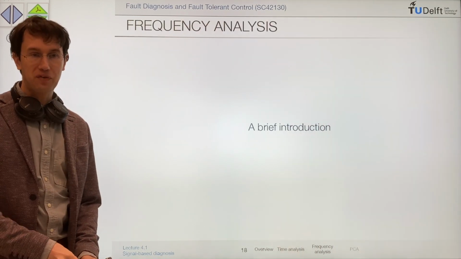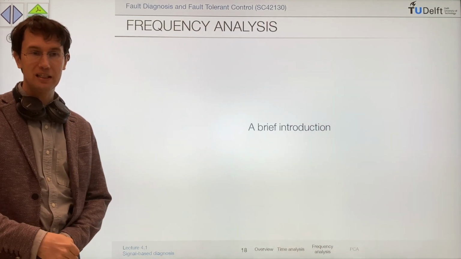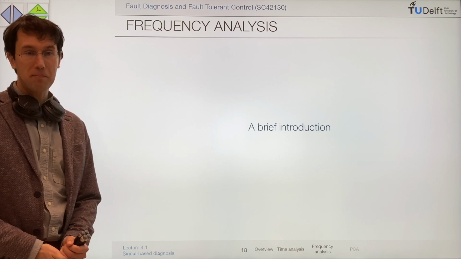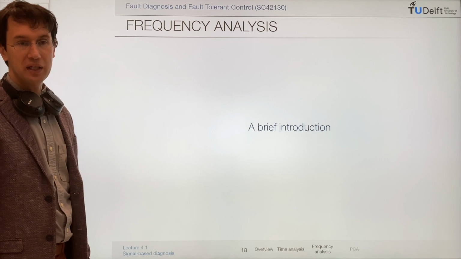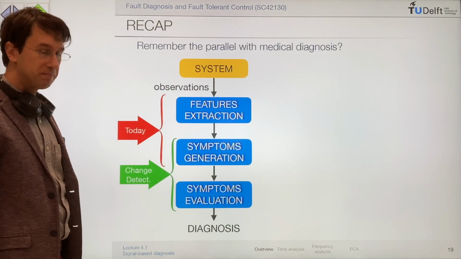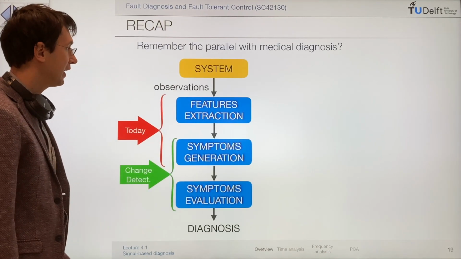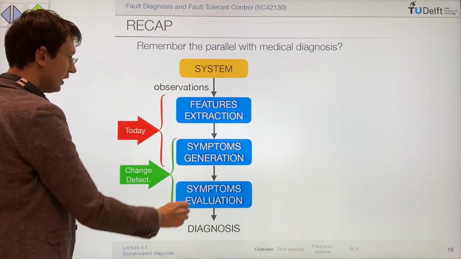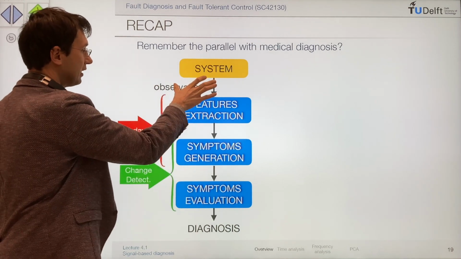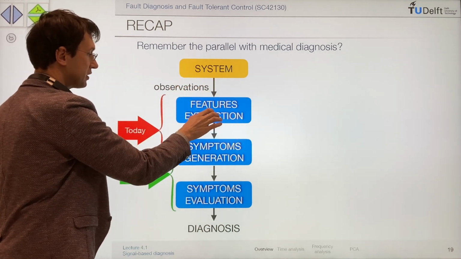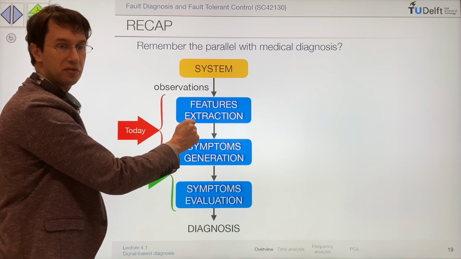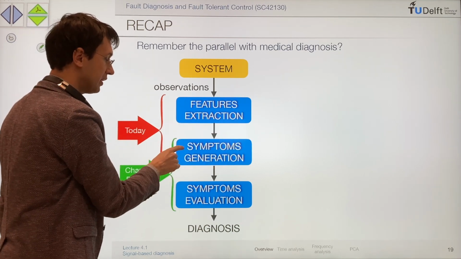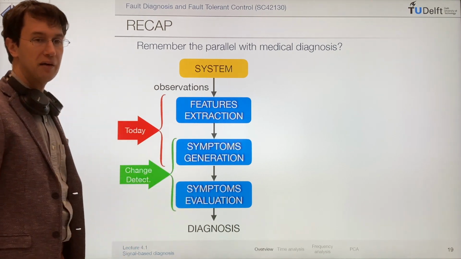Okay, so let us move to frequency analysis now, considering that these last methods that I have shown to you are basically equivalent to things that we can do in the frequency domain. So let us recall again that we are looking at this chain of computations, and we have raw data, and here in this step, the feature extraction, we are doing our Fourier transform. And later we are looking in the frequency domain at frequency components to generate symptoms and to evaluate them.